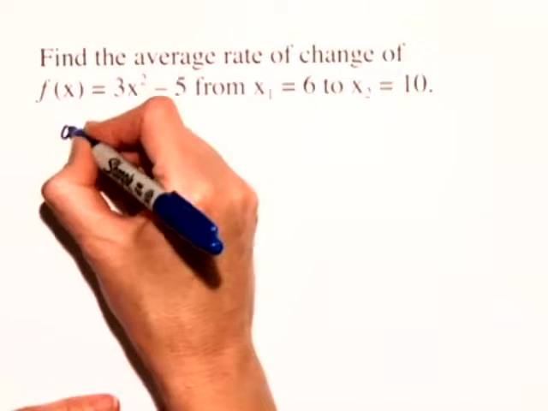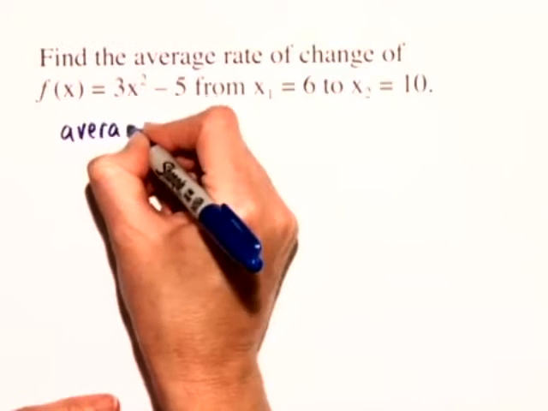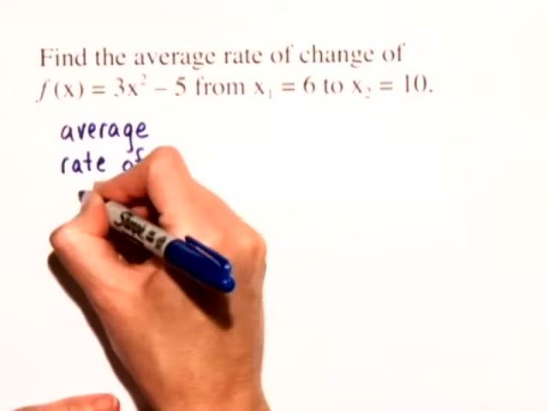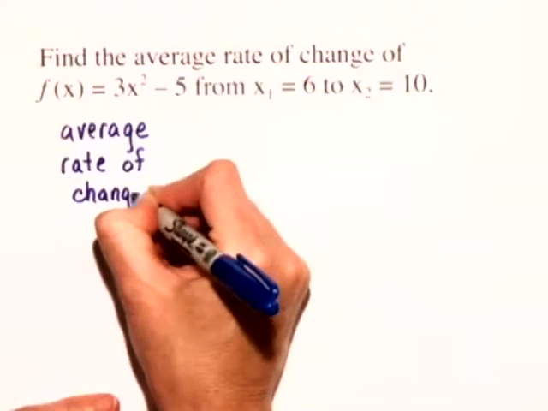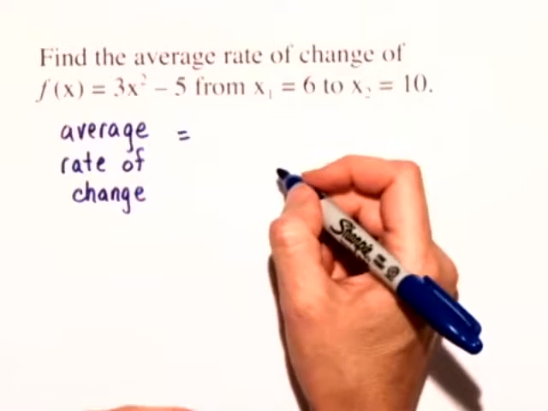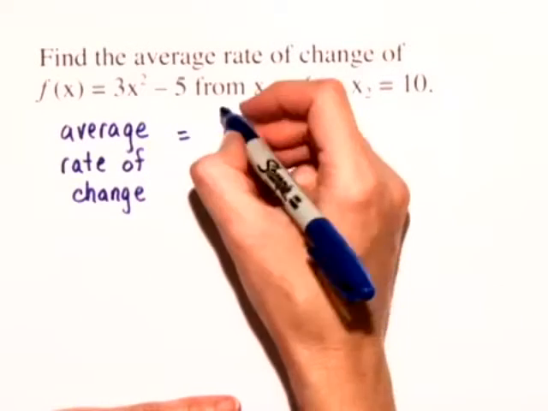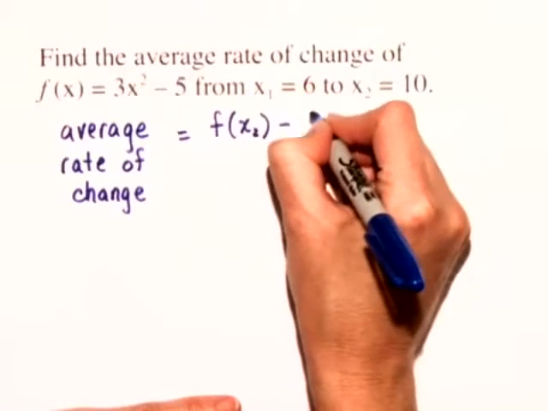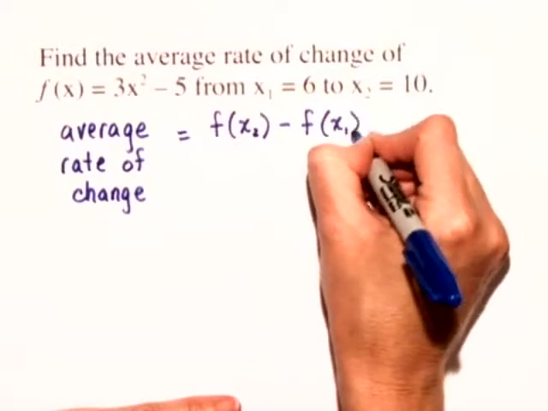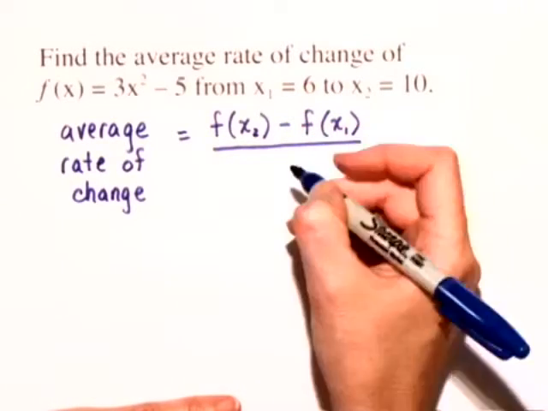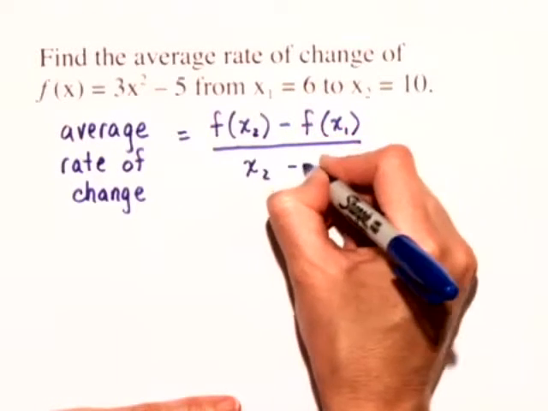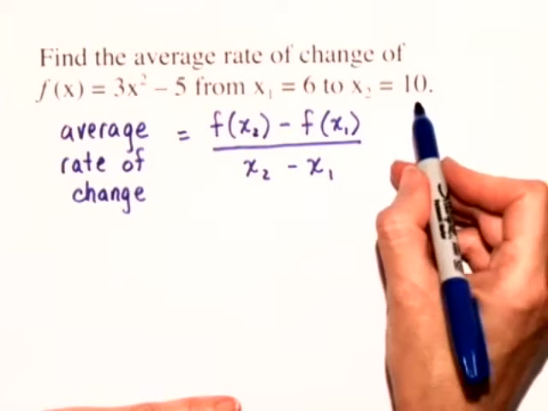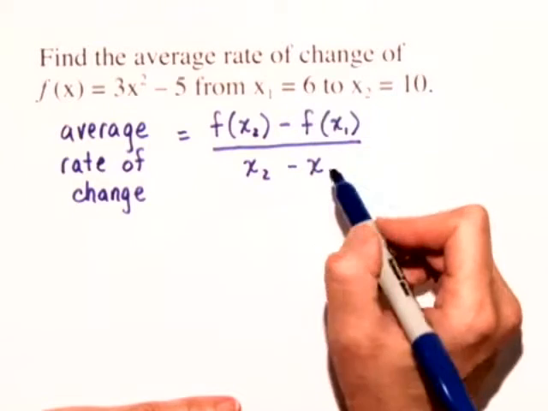So the average rate of change is given by the formula just like it is for slope. It's the difference of the y-coordinates, so f of x sub 2 minus f of x sub 1 over the difference of the x-coordinates, x sub 2 minus x sub 1. So we know x sub 2 equals 10 and x sub 1 equals 6.